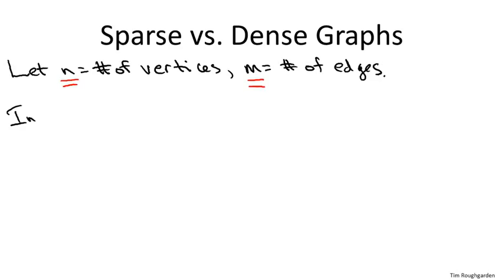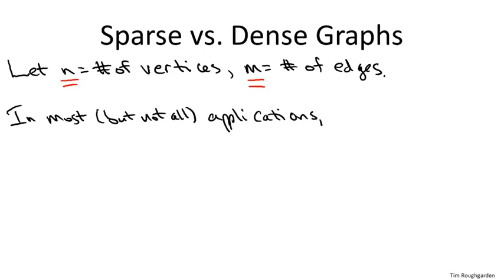Now, one thing we learned from the previous quiz is the following. In most applications, not all applications, but most applications, m is at least linear in n. Remember in the quiz you saw it was at least n minus 1 if you wanted the graph to be connected. And it's also big O of n squared. This is under the assumption that there's no parallel arcs. Now, there are cases where we want to allow parallel arcs.